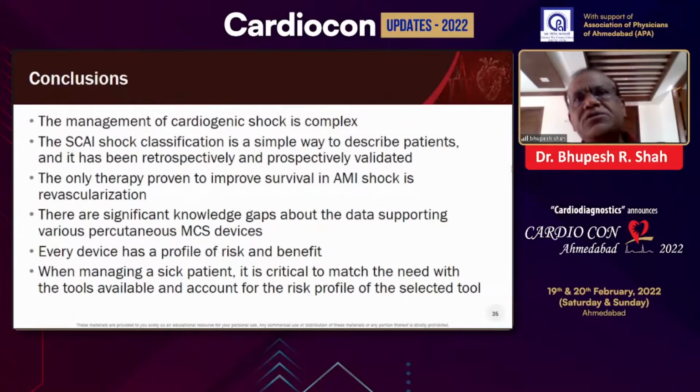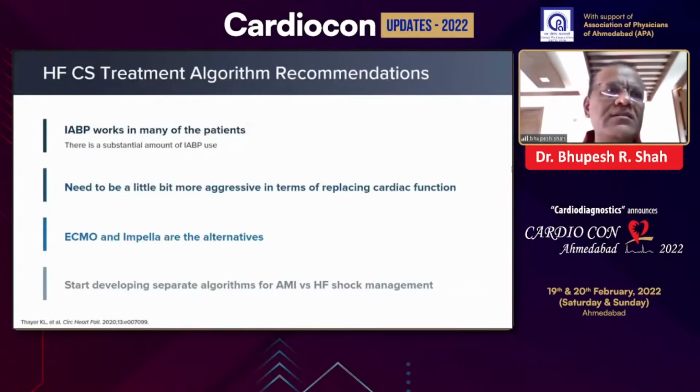So management of cardiogenic shock is quite complex. The SCAI shock classification is a simple way to describe the patient, and the only proven therapy to improve survival in acute MI shock is revascularization. So by all means, we have to revascularize the patient first. There is a significant knowledge gap about the data supporting the various percutaneous MCS devices, and every device has its profile of risk and benefit. In managing the sick patient, it is very critical to match the need with the tools which are available.